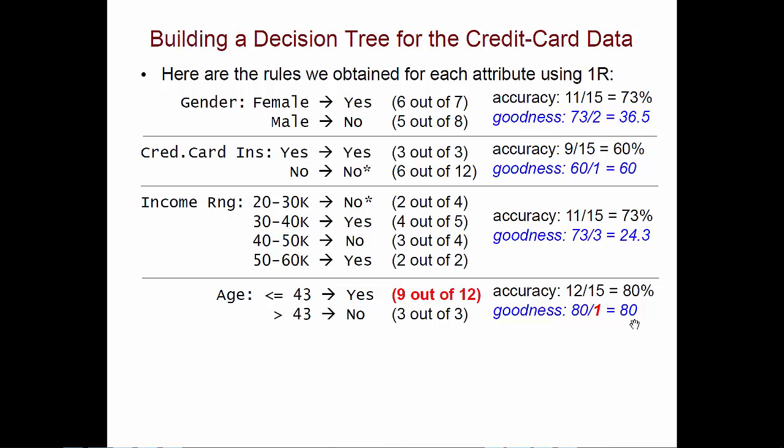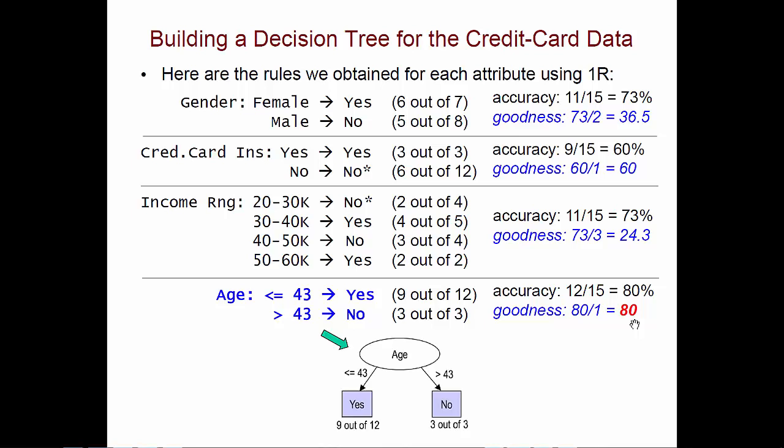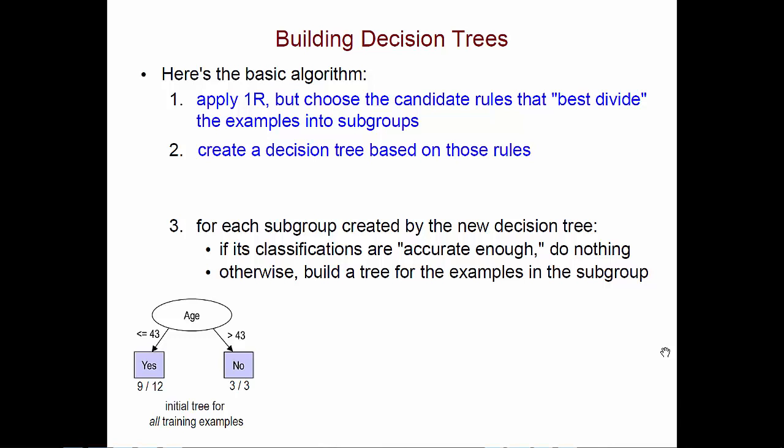So it turns out that the age rules, in addition to having the highest accuracy, also have the highest goodness score, and so our decision tree algorithm is going to choose those rules, and it's going to take those rules and turn them into a decision tree. So we've now carried out steps 1 and 2 of the algorithm on the entire set of training data.